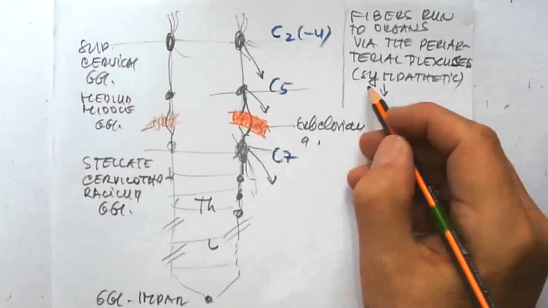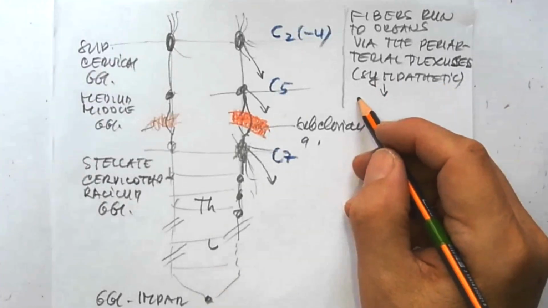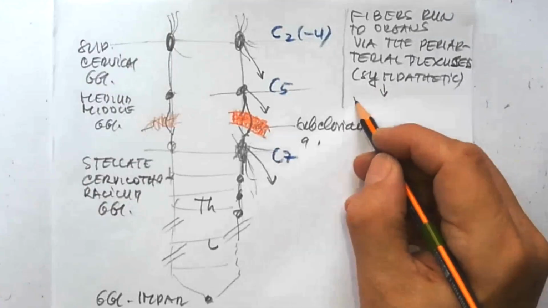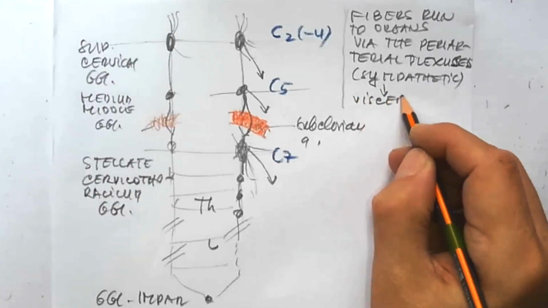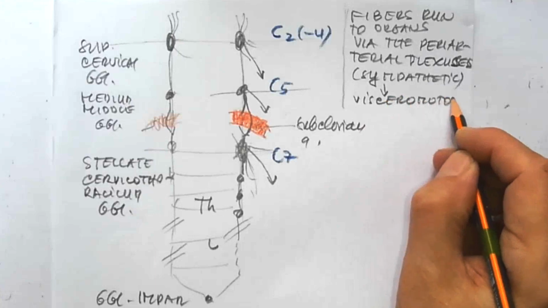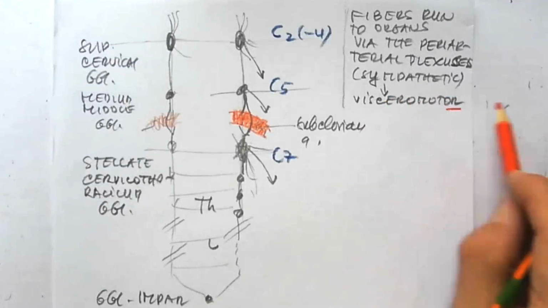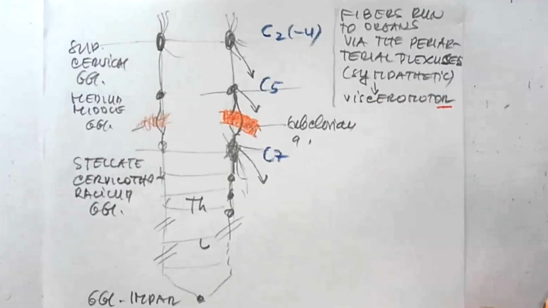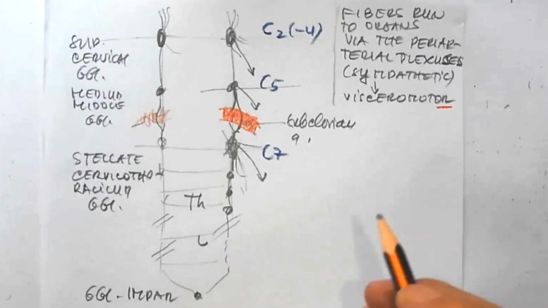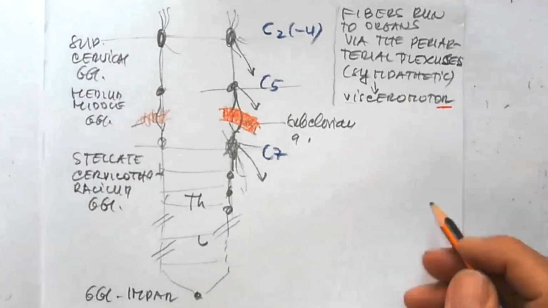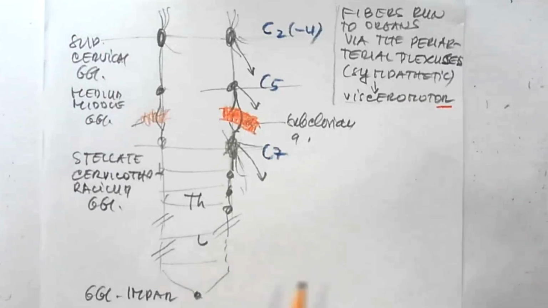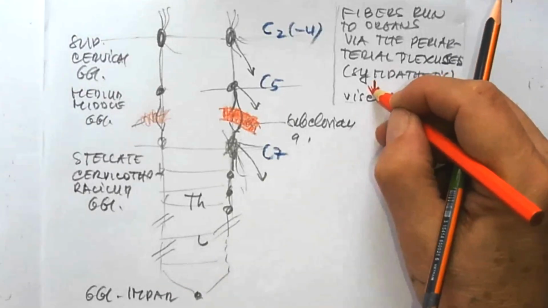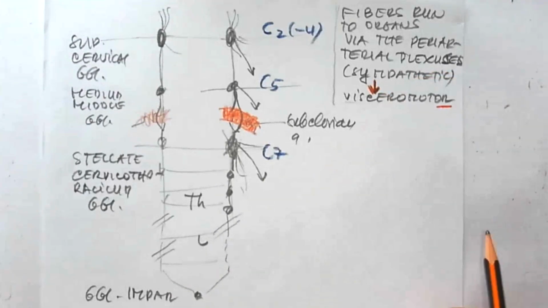And we call these fibers visceromotor. In fact, they are descending. They are like motor, but not motor to the skeletal muscles. They run to the muscles of the viscera. That's why visceromotor. So the arrow could be colored red because they are descending.